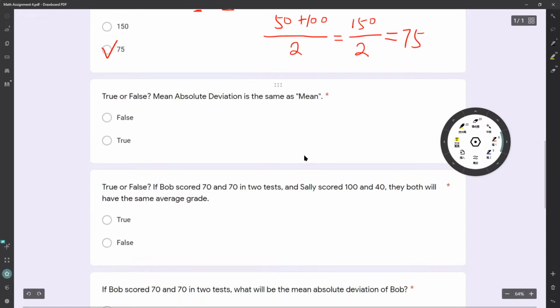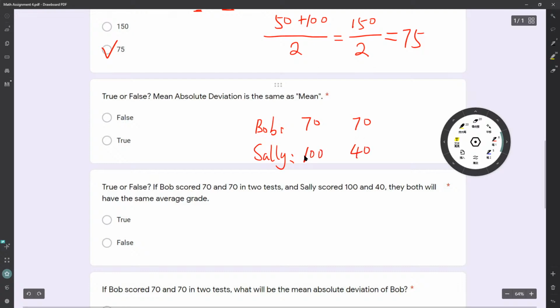Next, true or false, mean absolute deviation is the same as mean. So that's an interesting question, right? Think about the example that we did. Let's say Bob in two tests got 70 and 70, while Sally in the two tests got 140.